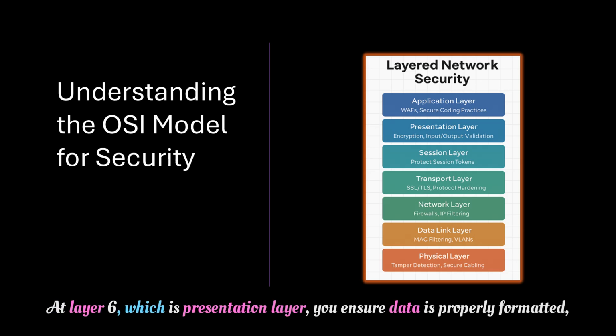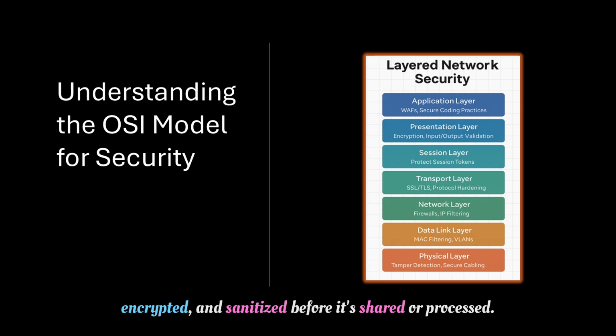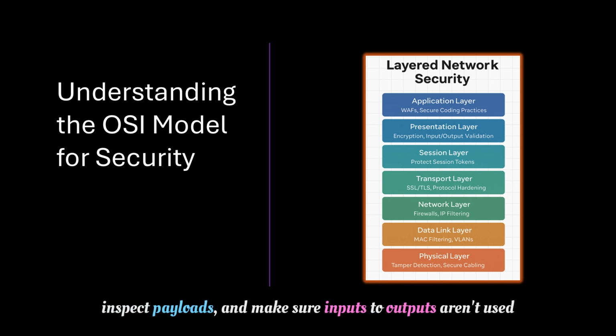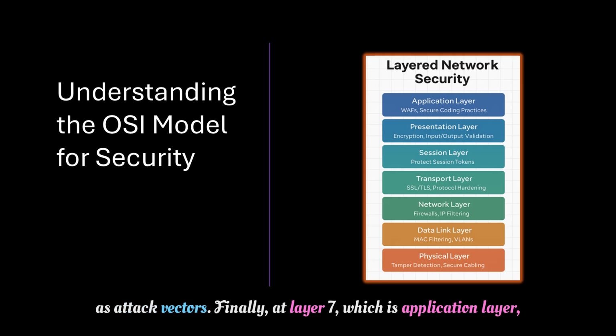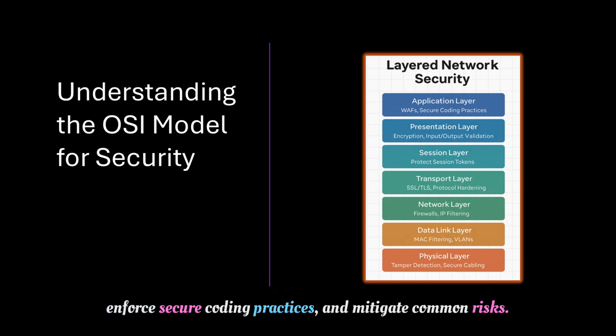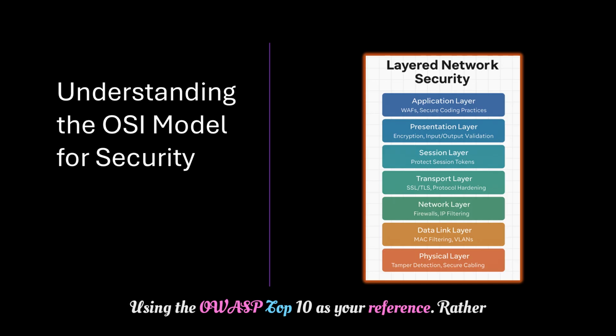At Layer 6, which is the presentation layer, you ensure data is properly formatted, encrypted, and sanitized before it's shared or processed. You'll validate file types, inspect payloads, and make sure inputs and outputs aren't used as attack vectors. Finally, at Layer 7, which is the application layer, you'll guard the interface users interact with. This is where you implement web application firewalls, enforce secure coding practices, and mitigate common risks using the OWASP Top 10 as your reference.